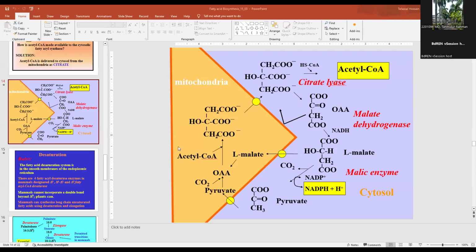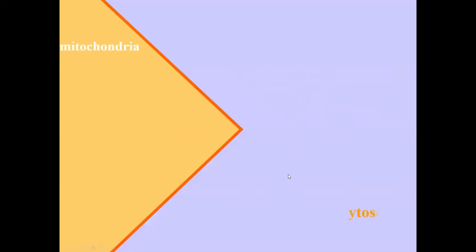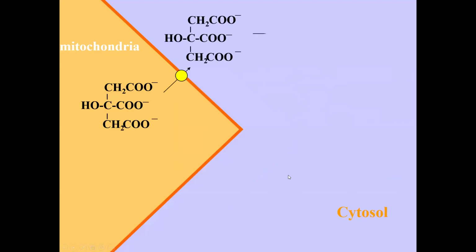So in our last class we were discussing fatty acid biosynthesis. If you have any query or problem, we can discuss it. In fatty acid biosynthesis, we observe how acetyl coenzyme A is converted into fatty acid.